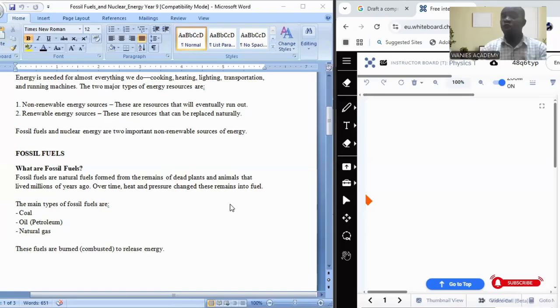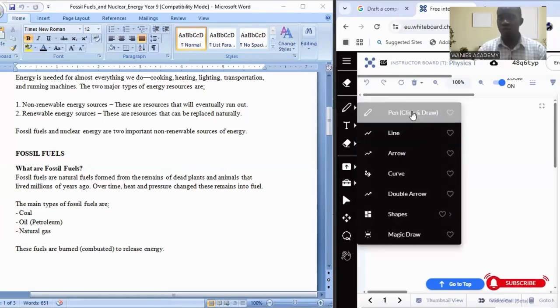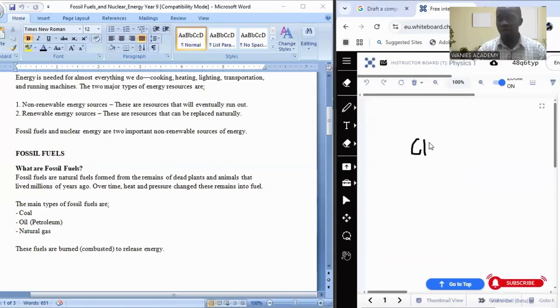So it is as a result of pressure and heat that dead plants and animals of marine origin are subjected to, and leads to the natural production of what is called fuel today. So now we have the main types of fossil fuel that we have today. They are coal, oil, which is petroleum. Then we have the natural gas, that is the methane gas. The methane gas also falls into this class of resources that we have.